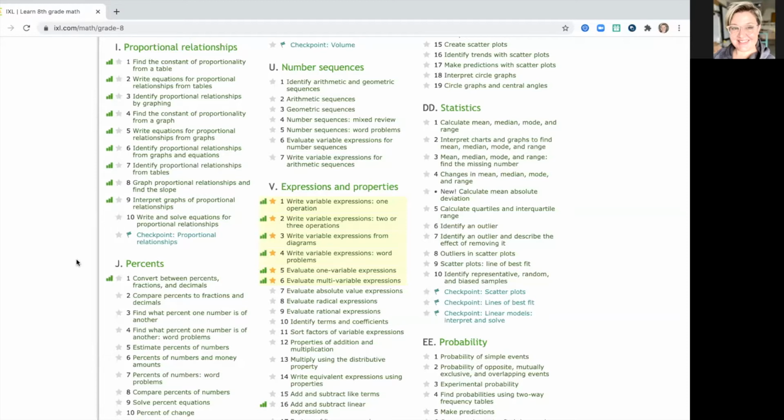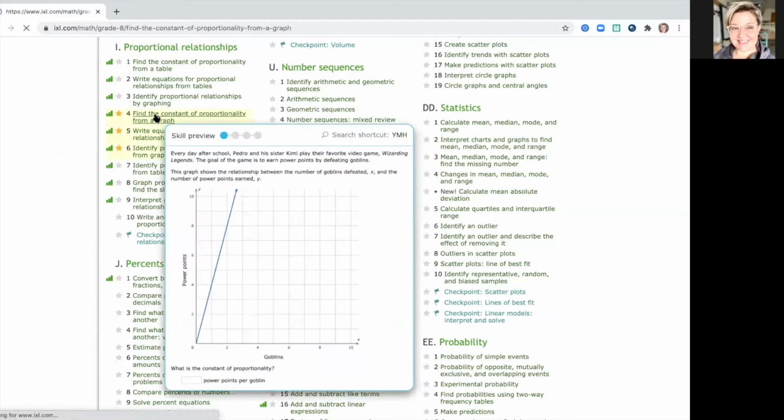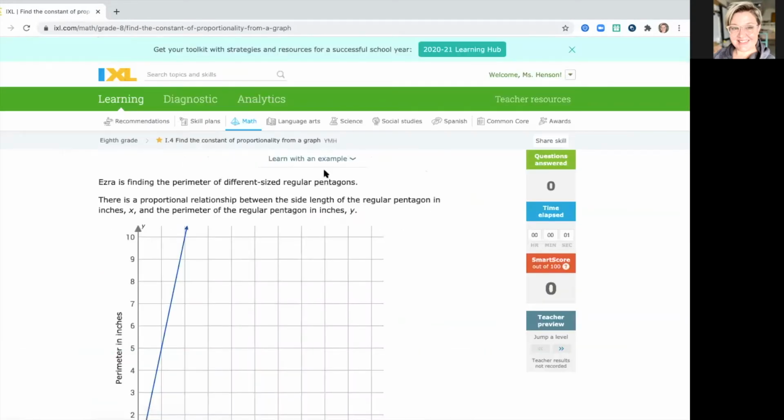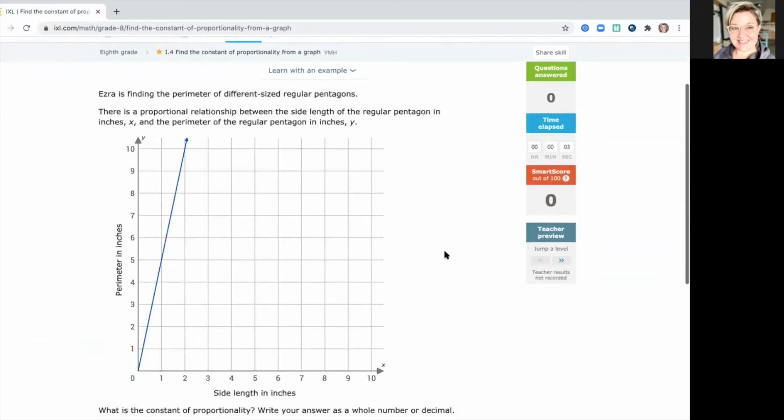It's Tuesday. The assignment for IXL today is in section I, proportional relationships. Today, the goal is to get through sections 4, 5, and 6. So those are the sections I'm going to be going through with you in this video. We're going to go ahead and click on section 4 and just talk through what we're doing. This is very similar to what we did yesterday on Monday.